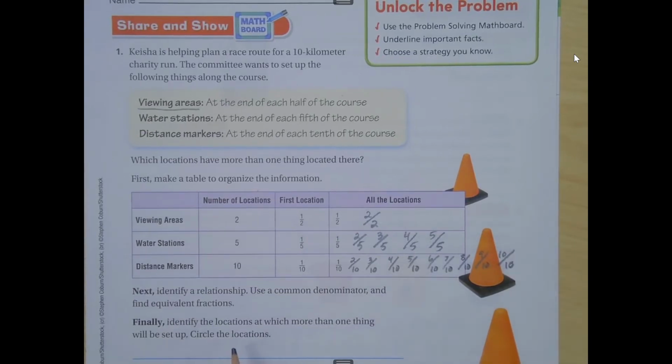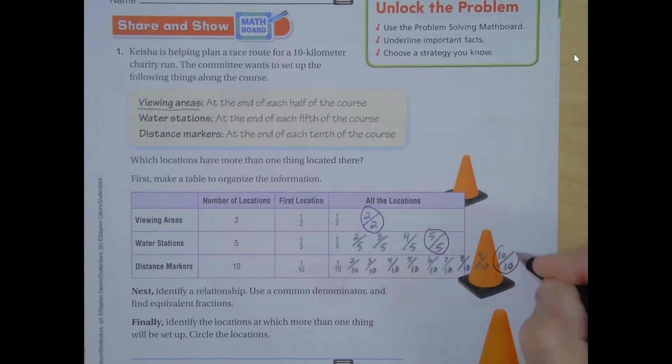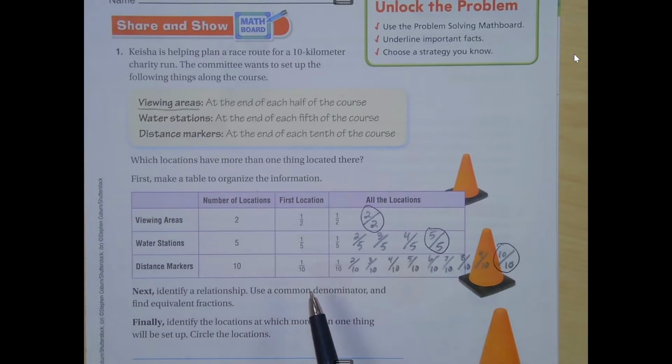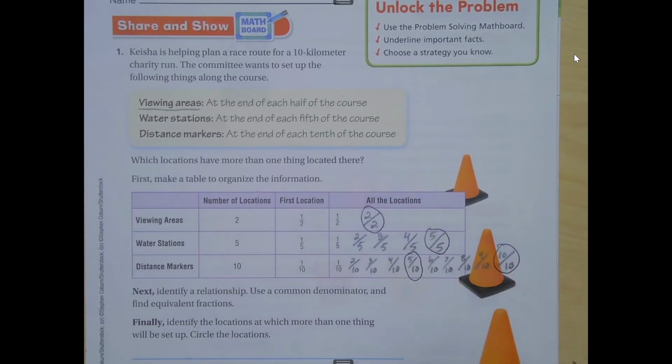Now, identify a relationship. Use a common denominator and find equivalent fractions. Well, the first thing I'm going to notice is that 2 out of 2, 5 out of 5, and 10 out of 10 are all equivalent because they are all whole numbers. Okay. Next up, let's find fractions that are equivalent to 1/2. I don't see any there, but isn't 5 out of 10 equivalent to 1/2?